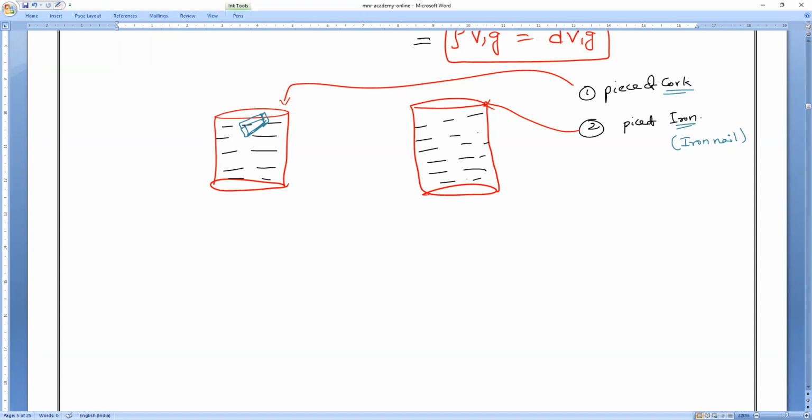So now another, an iron nail. The iron nail will come and settle at the bottom of the container. Will you all agree with me, everybody? Yes, please respond, guys. That is what it is.